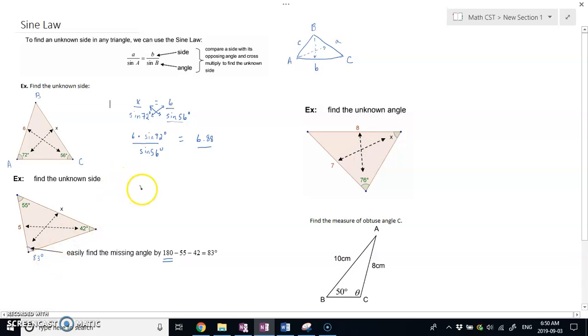Again, you always take opposites. x goes over sine 83, and 5 over sine of 42. Again, our unknown is on the top. I'm going to cross multiply these two because I have them. So 5 times sine of 83 divided by sine 42 will give me my unknown.